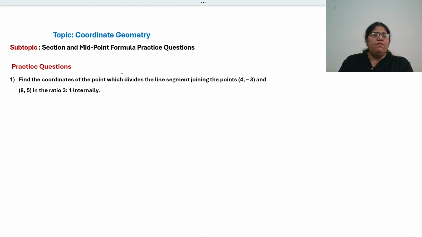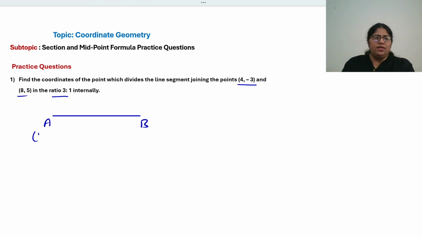What do they ask? Find the coordinates of the point which divides the line segment joining (4, -3) and (8, 5) in the ratio 3 is to 1, right? So the points are given here. Let us first always draw the line segment so it's easy to read the coordinates. So this is my line segment. If I take the points as A and B, then A is (4, -3) and B coordinates are (8, 5). So this is the line segment.